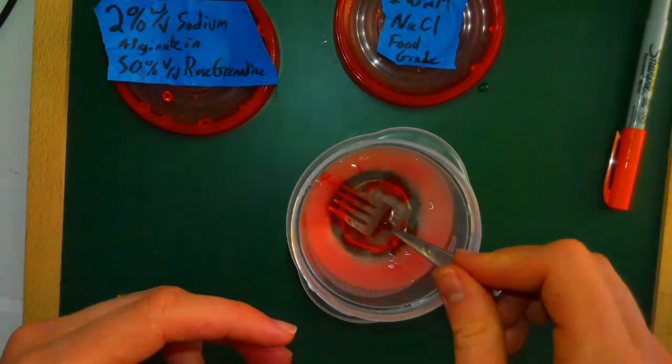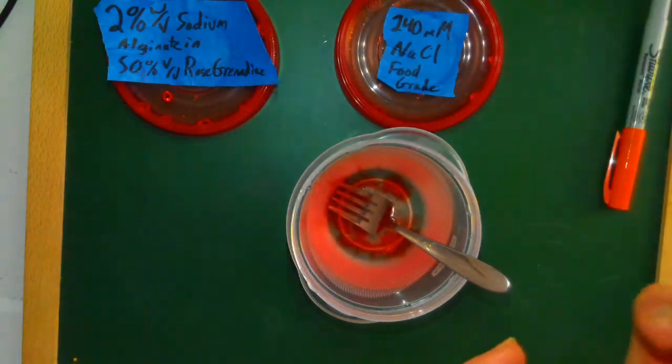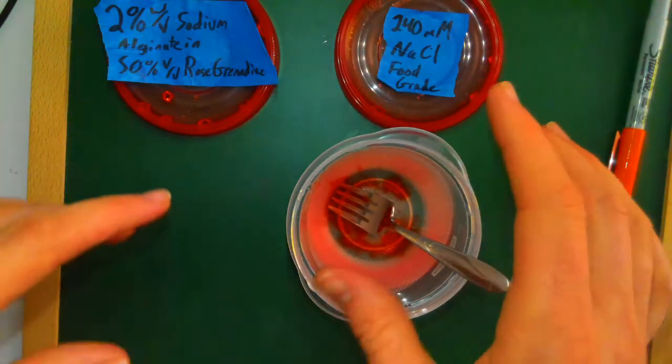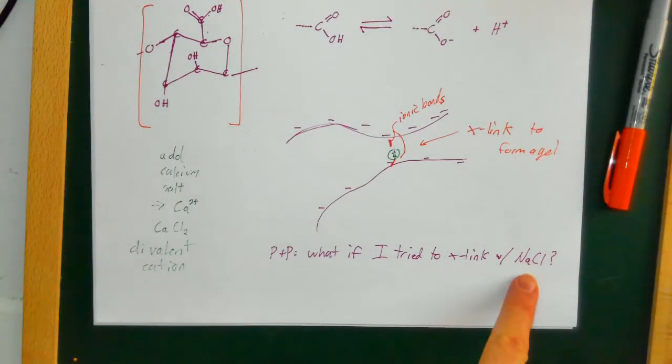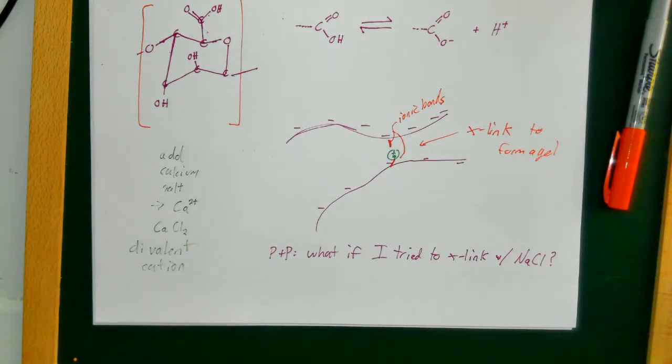So, what happens? We don't observe this cross-linking. Oh god, that was salty. We don't observe the cross-linking when we use sodium chloride. Why not with sodium chloride?